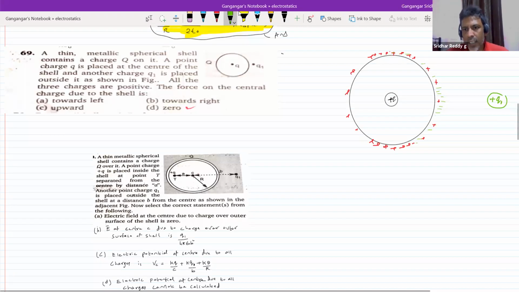Just for your understanding, actually, we need not do all this, so we can directly jump into the problem. Okay, this one. There's a positive charge, and this will also induce charge: minus Q on the inner surface and plus Q on the outer surface.